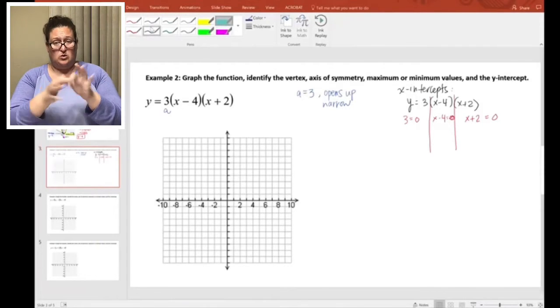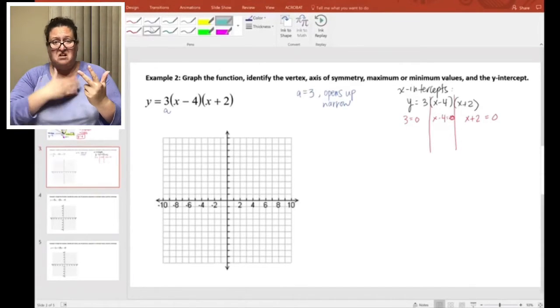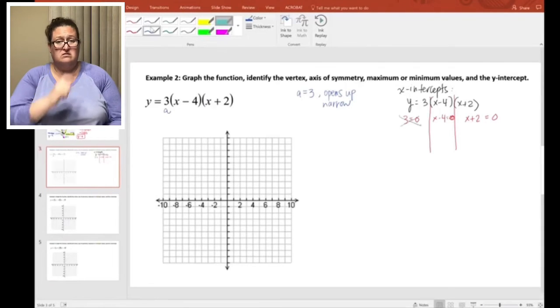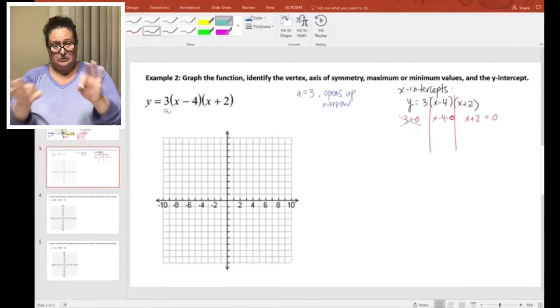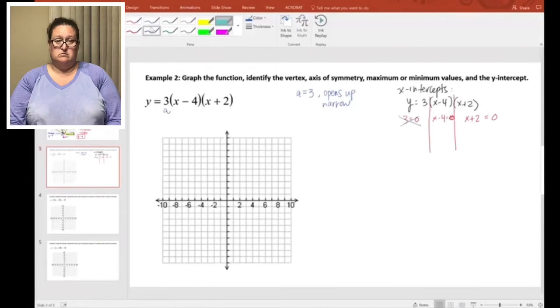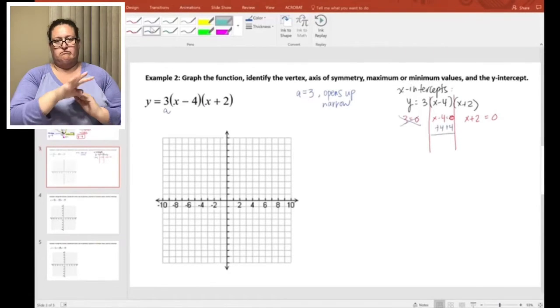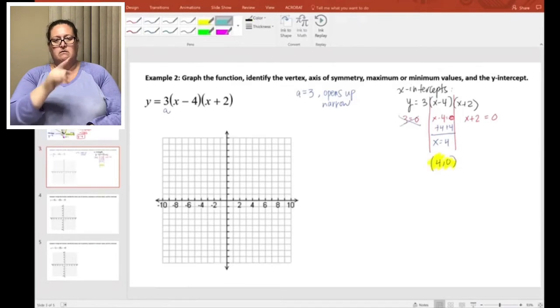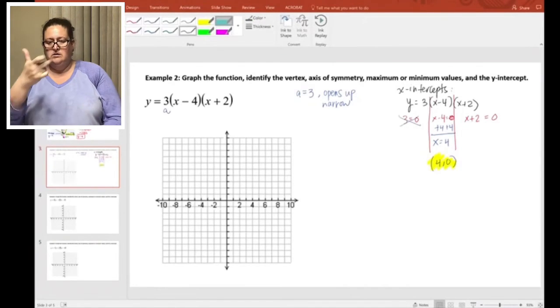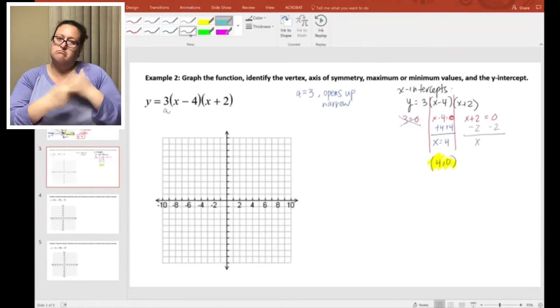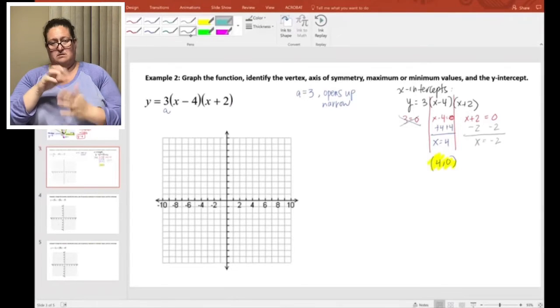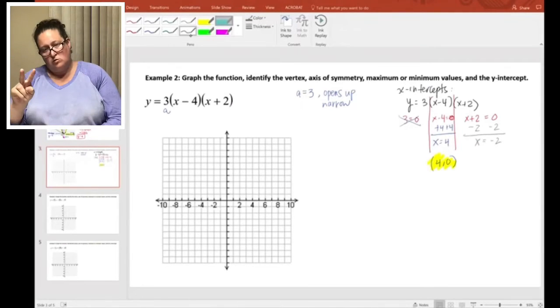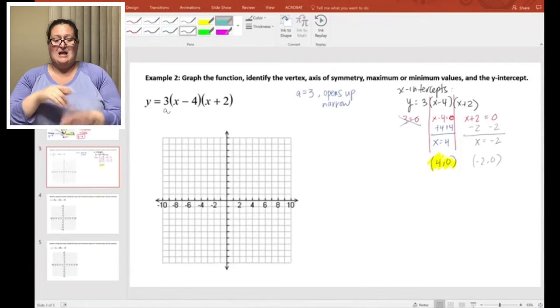Notice how the 3 does not have a variable, so I can't solve for x. In our second equation, we have x minus 4 equal to 0. To solve for x, I need to add 4 to both sides. So x equals 4, which means that my first x-intercept is at (4, 0). In my third equation, I have x plus 2 equal to 0. To solve for x, I need to subtract 2 from both sides. That's going to give me x equals -2, which means that my second x-intercept is at (-2, 0).